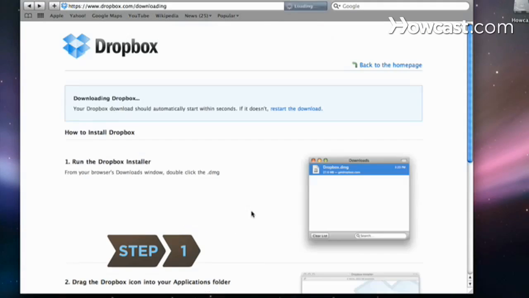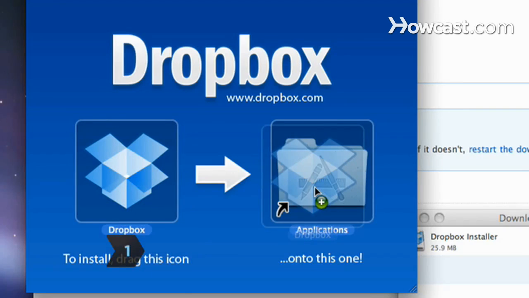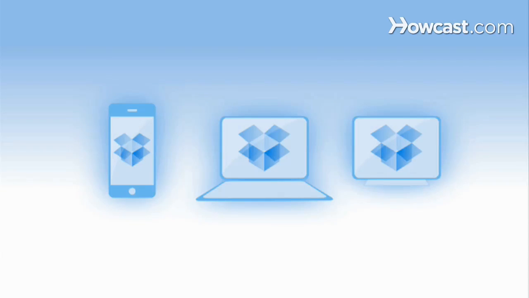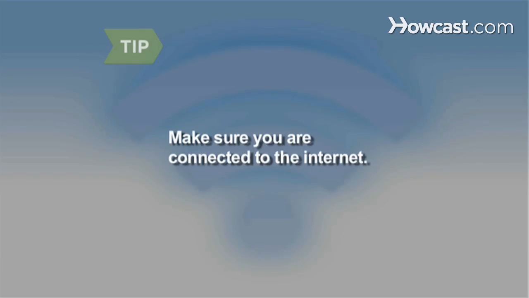Step 1. Download and install Dropbox on your computer or mobile device and on any other computer or device that you want it to sync with. To install Dropbox and sync files, you must be connected to the internet. If you're disconnected, Dropbox will automatically sync when your connection is restored.